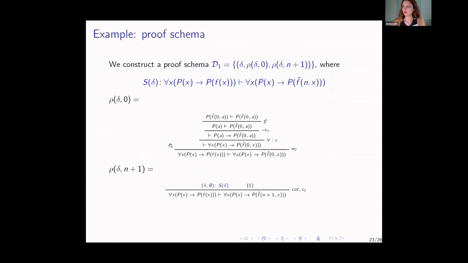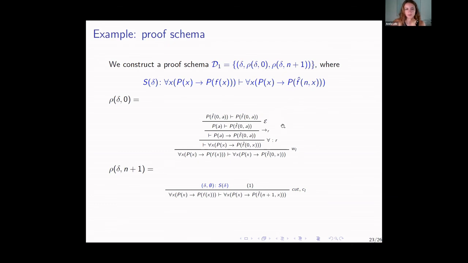I have here a rather simple example. Just a toy example. We have a proof schema D1 with a base case and a step case. And here I have just this one parameter n. There are no global parameters here. This is the end sequence S delta. For all x, P of x implies P of fx. Sequence for all x, P of x implies P of f hat nx. And this f hat is the one we used some slides before, this defined function symbol.